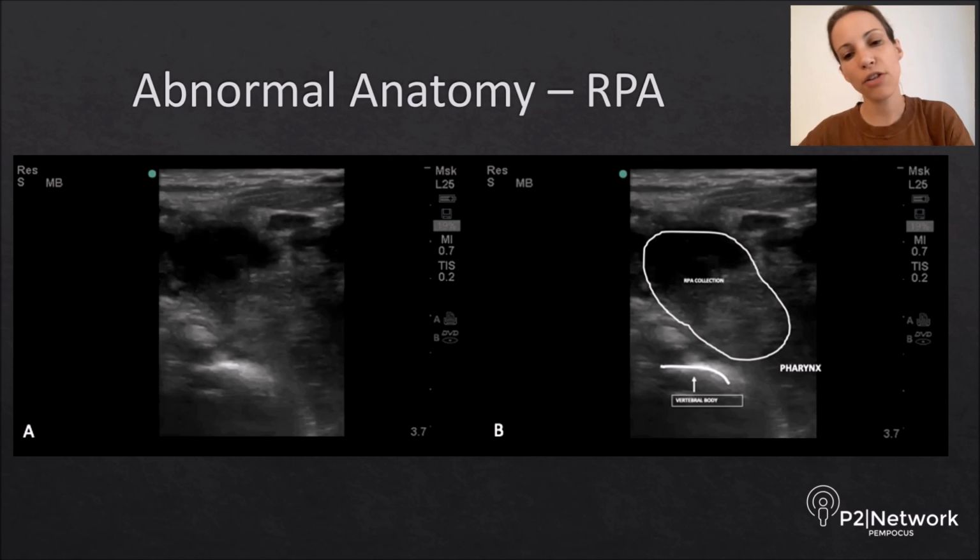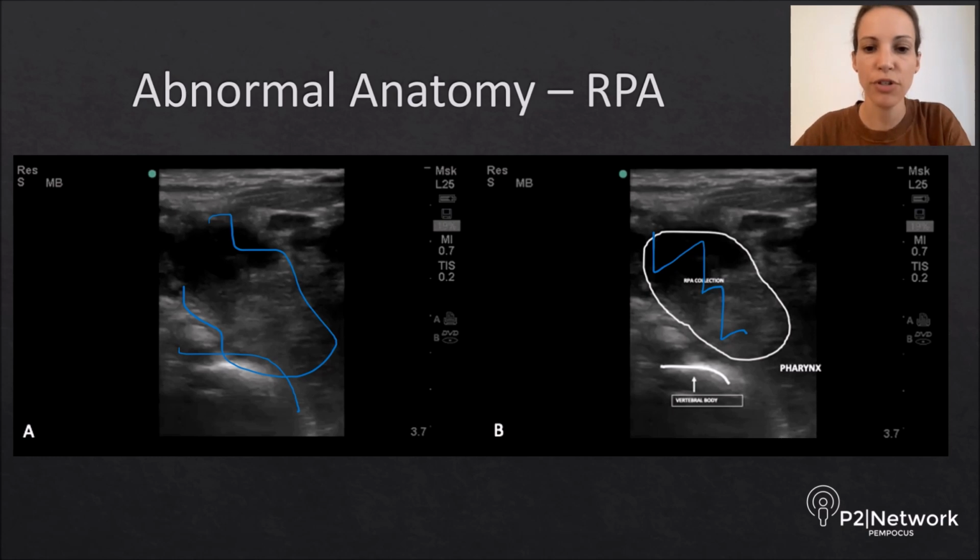So let's now look at some abnormal POCUS scans of an RPA. So this POCUS here shows a mixed hypoechoic collection that you can see here with very kind of ill-defined borders anterior to the vertebral body. It's important to remember that collections, specifically in RPAs, will often appear with these irregular borders.